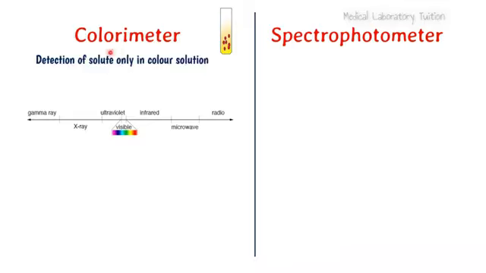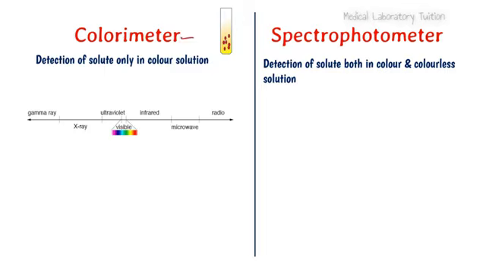Now for the colorimeter, as the name suggests, color. With the colorimeter we can only detect solute inside a colored solution, while with a spectrophotometer we can detect solute whether the solution is colored or colorless. It may be transparent. First of all, let's discuss some basic principles for both of them.